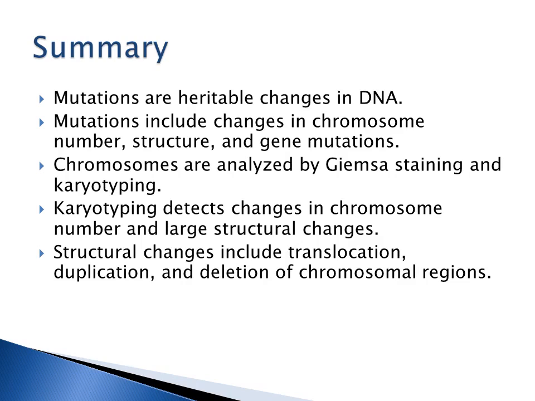So in summary, mutations are heritable changes in DNA, and they can include changes in the chromosome number, structure, and gene mutations, which we will discuss in the next lecture. Chromosomes are analyzed through special staining, such as Giemsa staining and karyotyping. Karyotyping will detect changes in the chromosome number and structure. And structural changes of a chromosome include translocation, duplication, and deletion.